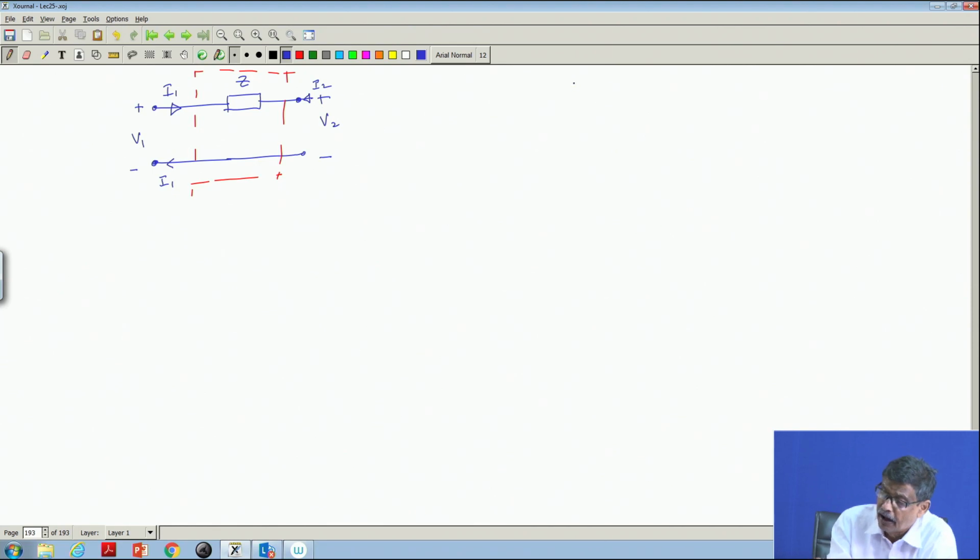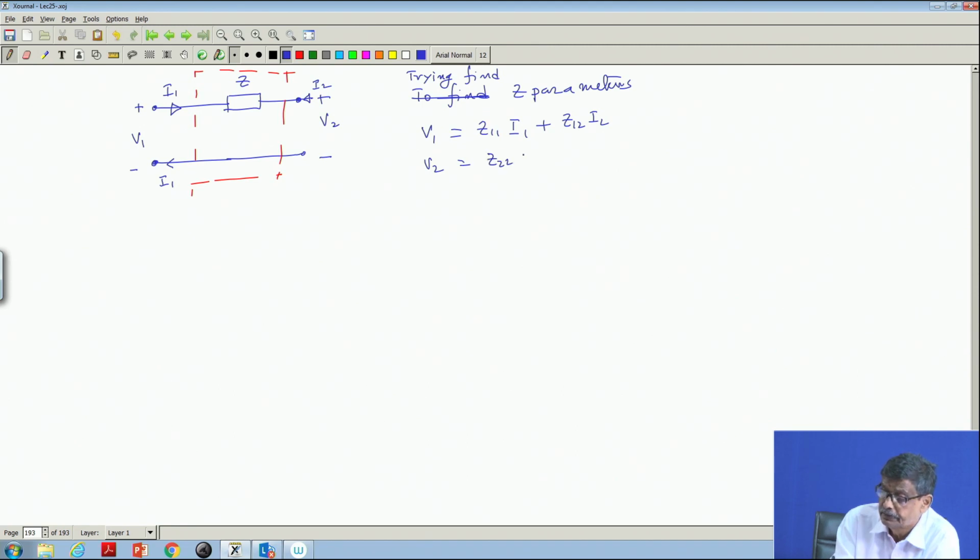For example, I am trying to find the Z parameters of this two port network. That means V 1 is equal to Z 11 I 1 plus Z 12 I 2, and V 2 is equal to Z 21 I 1 plus Z 22 I 2. This is the basic equation. This is what I want to do.